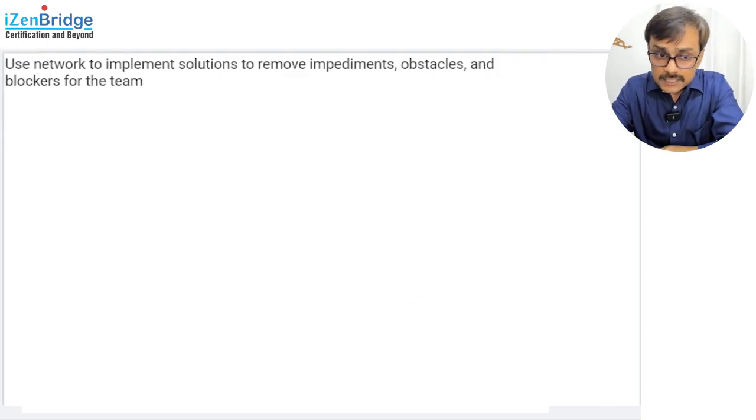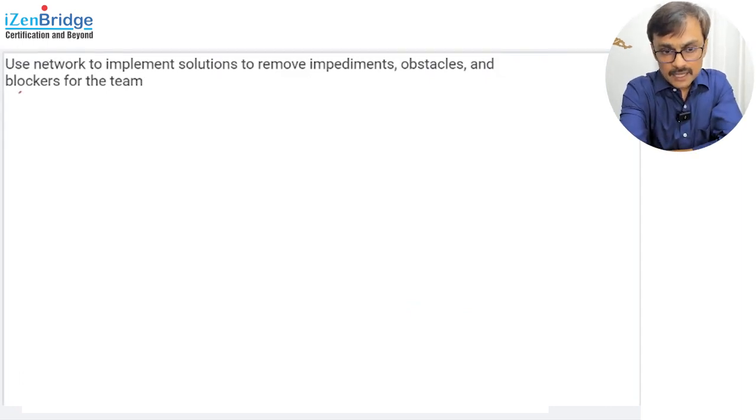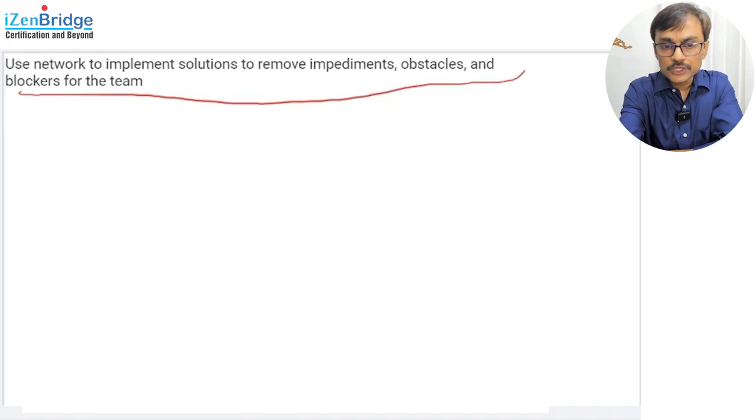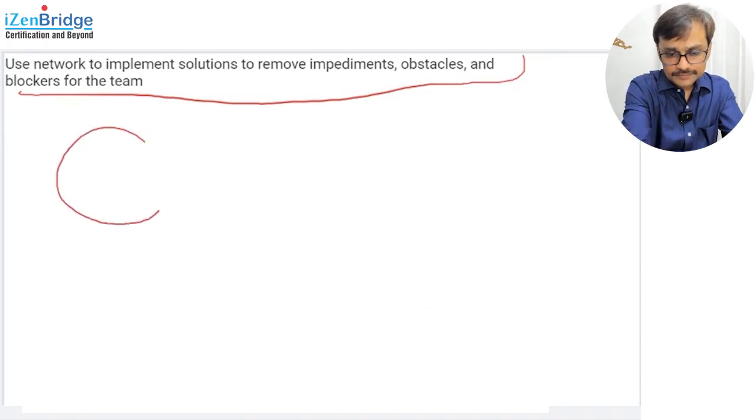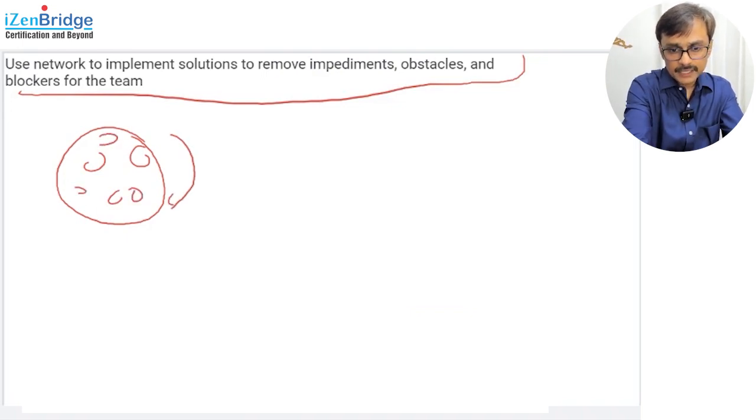Now, this one is a little specific. The exam content outline is saying that you need to use your network to implement solutions to remove impediments, obstacles, and blockers for the team. So in simple words, here we are coming to the servant leadership goal. You can say I have a team, and this is like a team, yeah, and they are sprinting. They are team members here. They are sprinting and they want to roll and achieve a goal. Yeah, that's something they want to achieve.